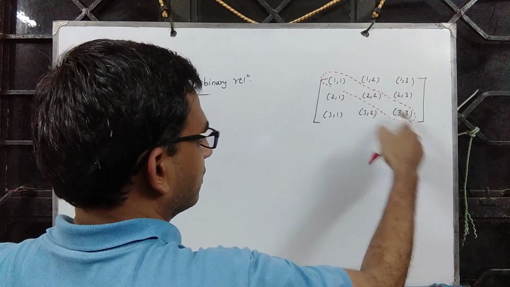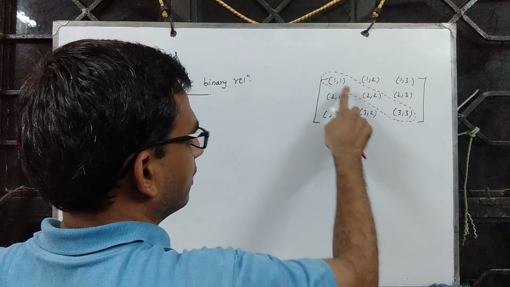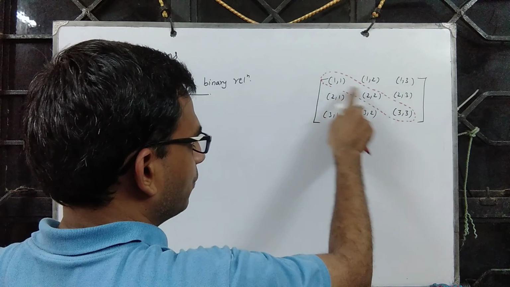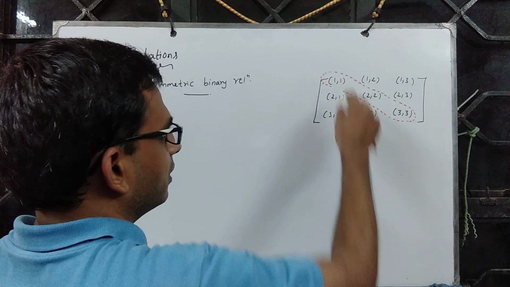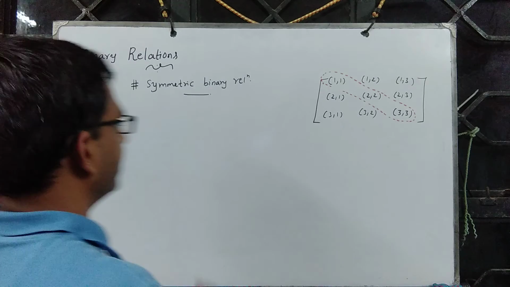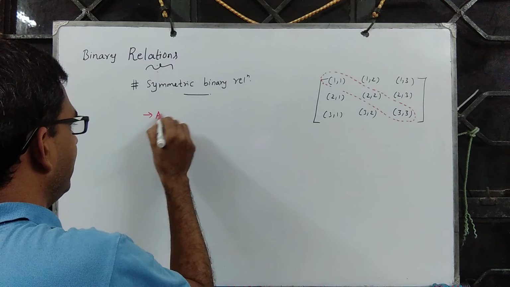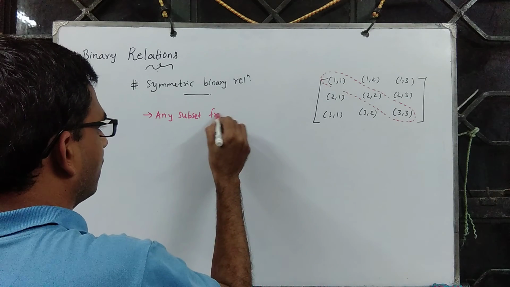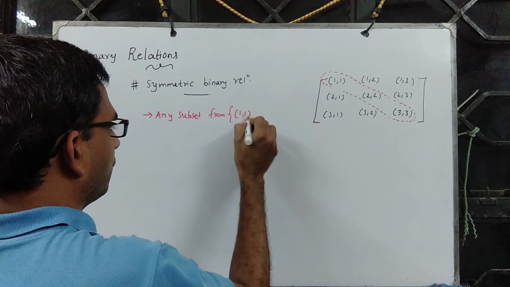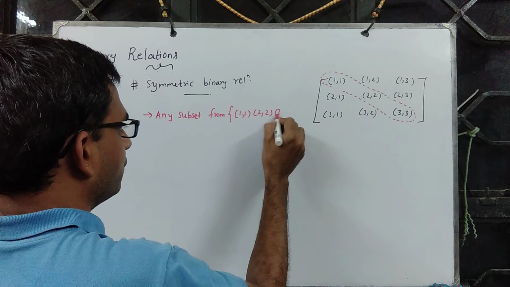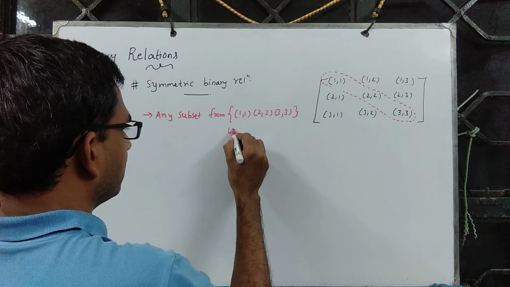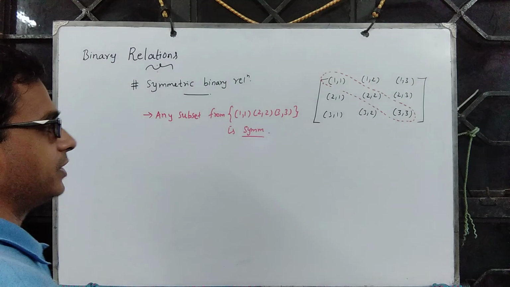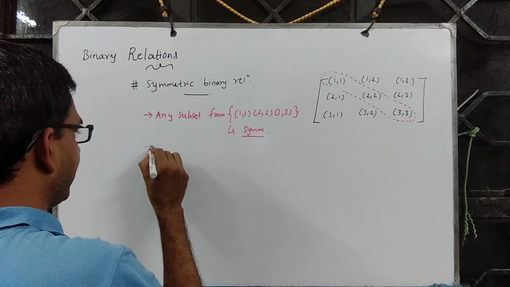So the empty set, or just (1,1), is symmetric; (1,1), (2,2) is symmetric; (1,1), (3,3) is symmetric; or (1,1), (2,2), (3,3) is symmetric. So any subset from the set (1,1), (2,2), (3,3) is symmetric. Let's focus on non-diagonal elements.